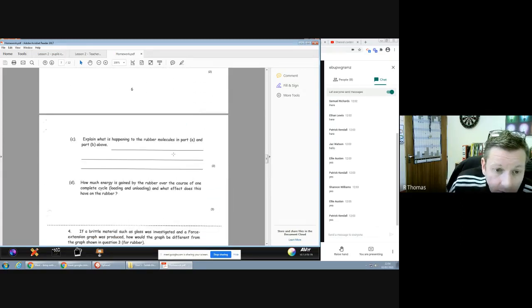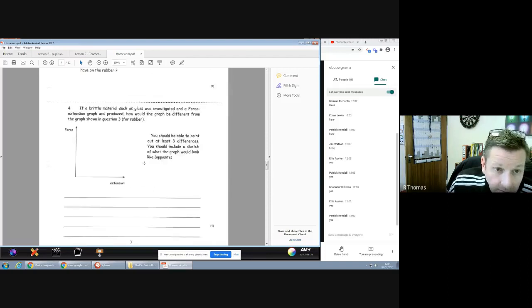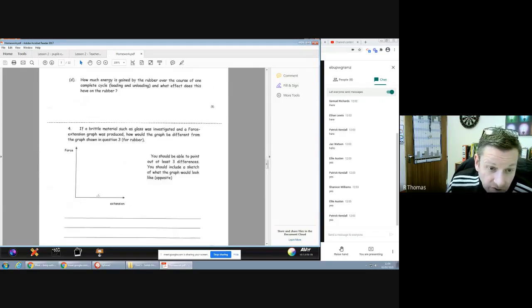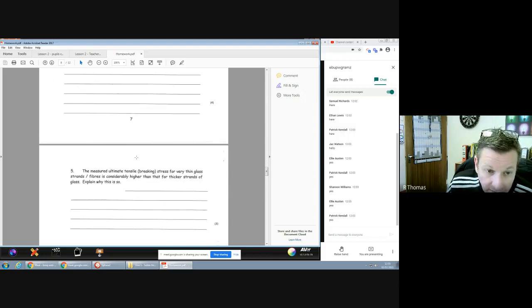Number 4, if a brittle material such as glass was investigated and you drew a force-extension graph, how would the graph be different to the hysteresis loop? Well, it's just going to be a straight line. It follows Hooke's law, then it snaps. Simple. So I want a little explanation of that.